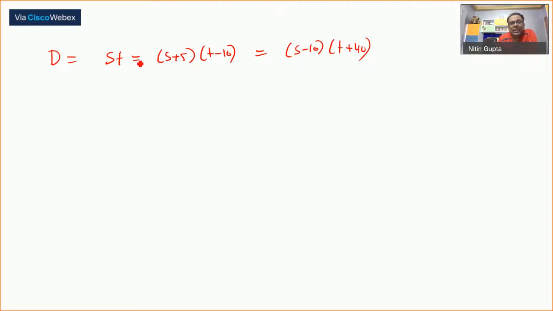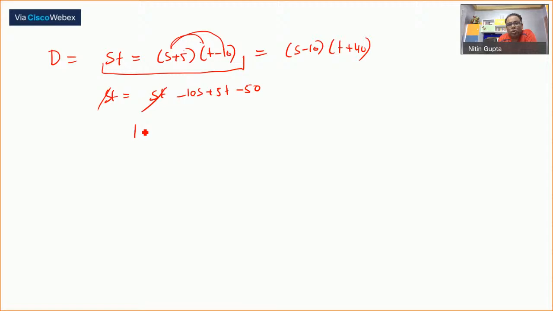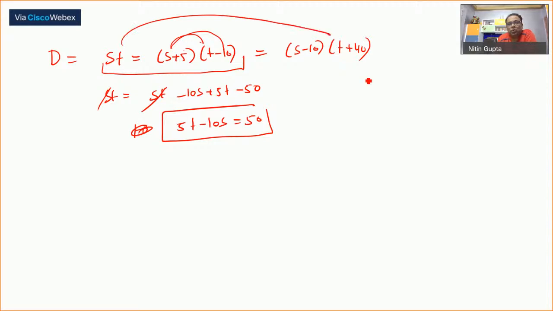If you try to solve it, it will be very lengthy. But yes, a few patterns you can observe. This is s into t. st will get cancelled. Then s into 10, that is minus 10s, plus 5t, and minus 50. And st will get cancelled, and I'll get 5t minus 10s is equal to 50. Similarly, if I solve these two equations, which two equations? Let me write down here: st is also equal to s minus 10 into t plus 40.